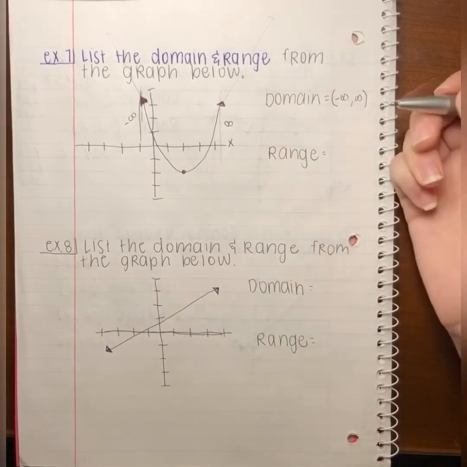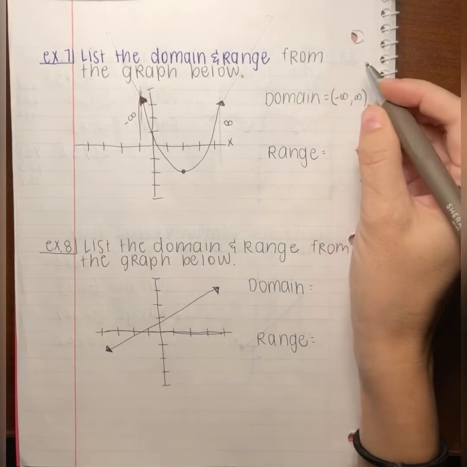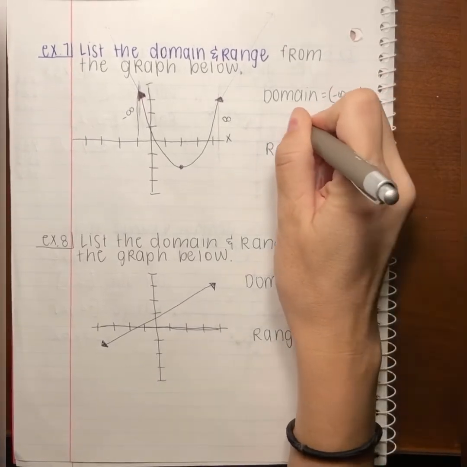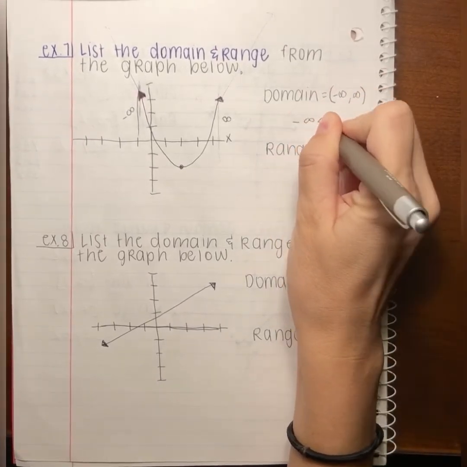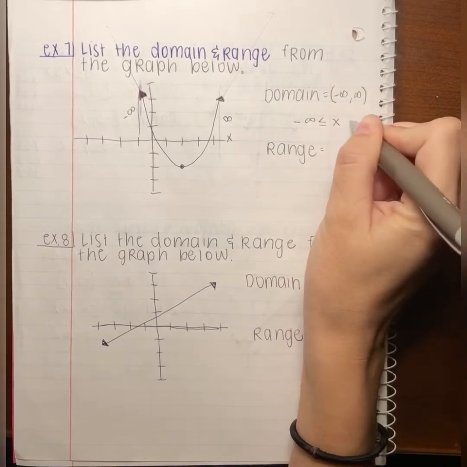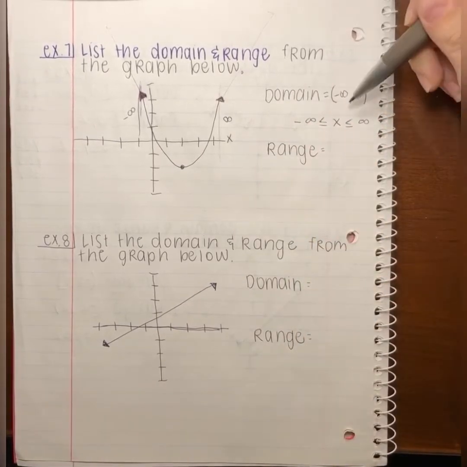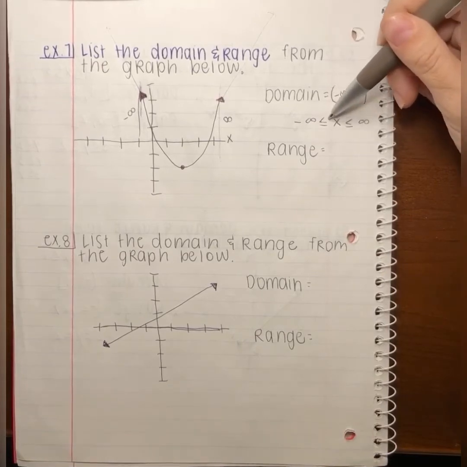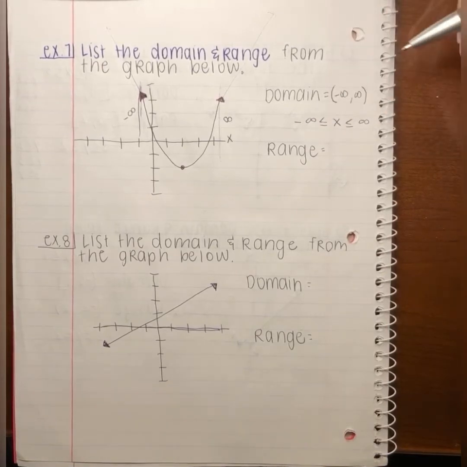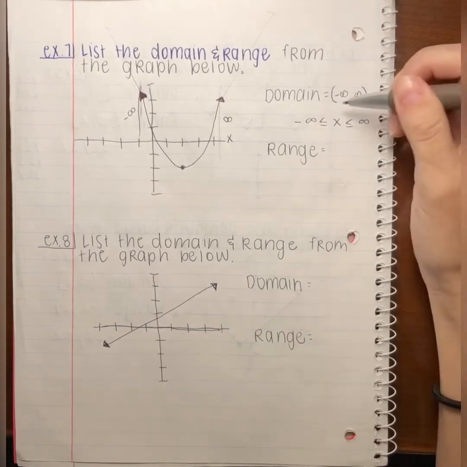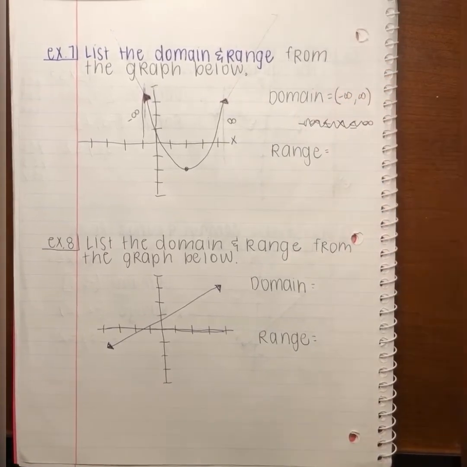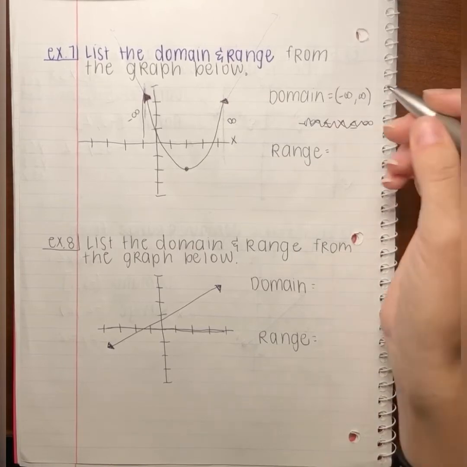Okay? And then the other way you would write this is -infinity is less than or equal to x, since this is domain, which is less than or equal to infinity. X has to be less than infinity, and x has to be greater than or equal to, oh, and I made a mistake. Sorry, guys. These are parentheses, not brackets.